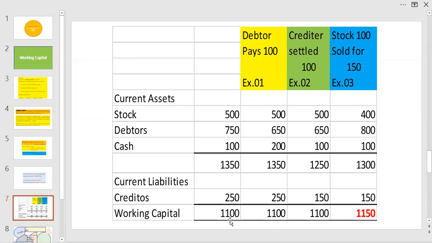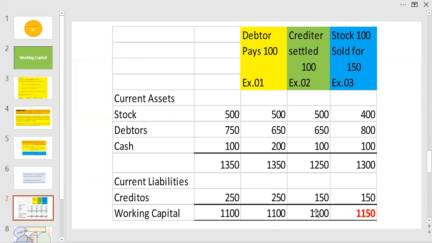In the first example, let us say the debtor repays 100. What is the effect of that? The debtors will come down, since he has paid, whereas the cash will go up. If you notice it, there is no change in the working capital. The second example, say we settle a creditor. Everything else remains the same. Cash will come down by 100 because we have repaid it. Similarly, the creditor's balance also will come down by 100. Therefore, there is no change in the working capital.